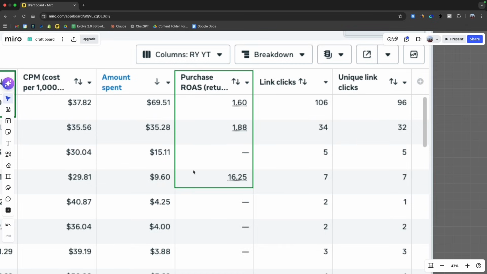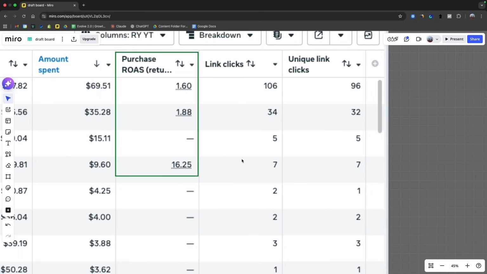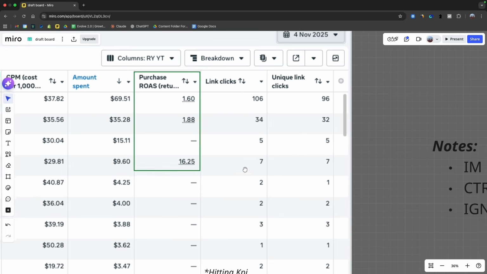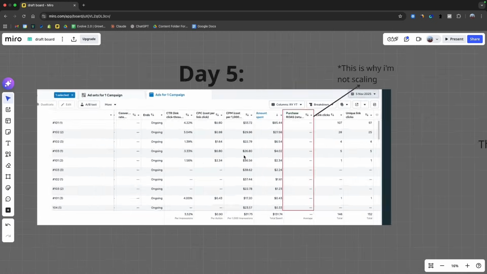An easy way to tell if someone's new to dropshipping is if they zoom in on this screenshot and go, holy shit, 16 ROAS. It doesn't matter. I could have an ad with 1,000 ROAS, but if it's spent 1 cent, it really doesn't mean anything to me. So moving on now to day 5.